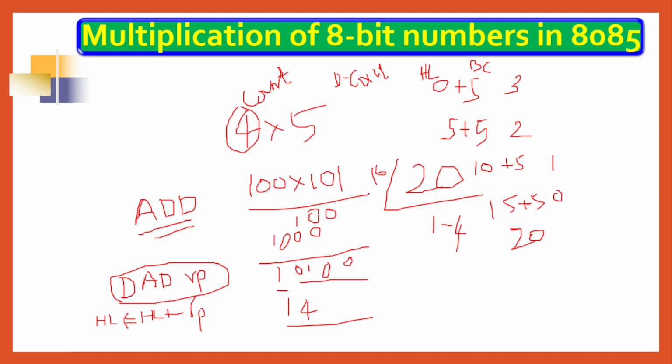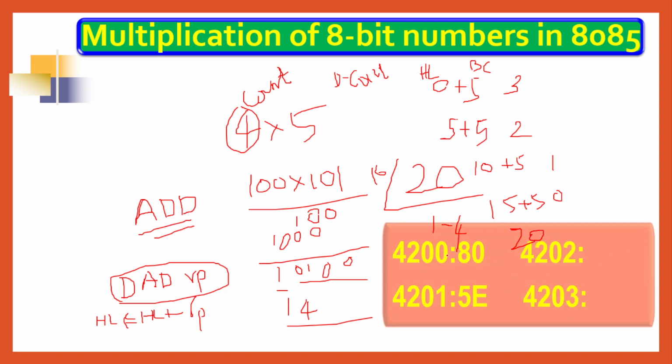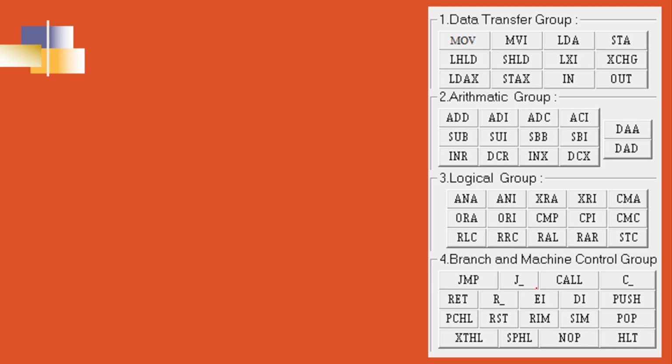So these are all the tasks we are going to implement. Before writing the program, let's assume that the data is available at memory addresses 4200 and 4201 correspondingly. When you multiply these two, the answer should be 16-bit. That should be stored with the lower byte at 4202 and the higher byte at 4203. That's the task we have.